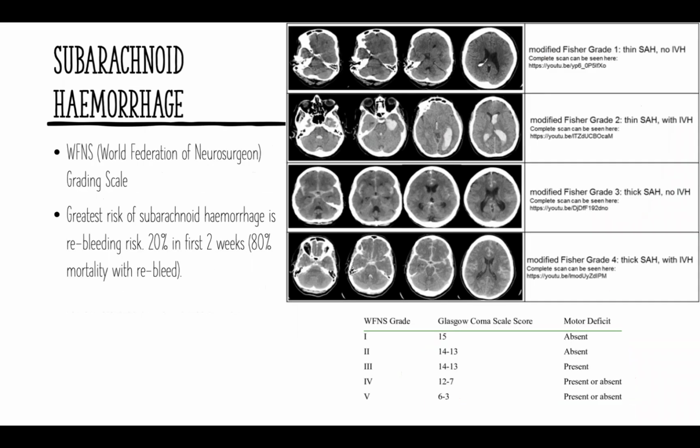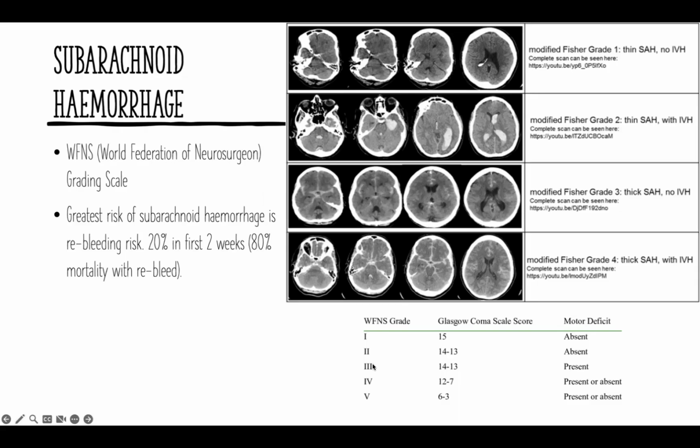Subarachnoid hemorrhage is another common pathology that we see. We have two main grading systems. We have the WFNS, the World Federation of Neurosurgery grading scale, here on the bottom. It ranges from 1 to 5, and it depends on the Glasgow Coma Scale, the level of consciousness when they came in, and is split into whether motor deficits were present or absent on arrival.